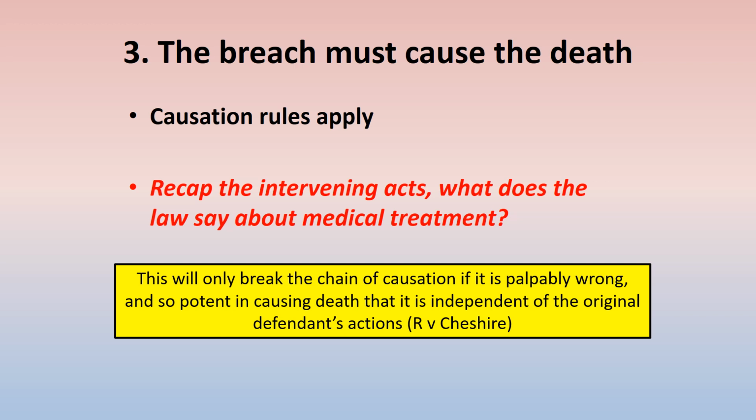So what the law says about medical treatment intervening and breaking the chain: it will only break the chain if it is palpably wrong and so potent in causing death that it is independent of the original defendant's actions. And remember, that comes from Cheshire.